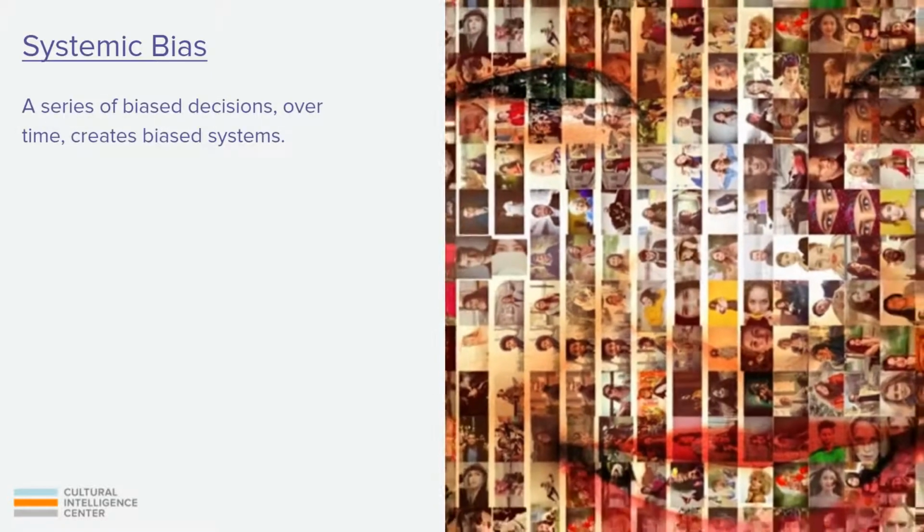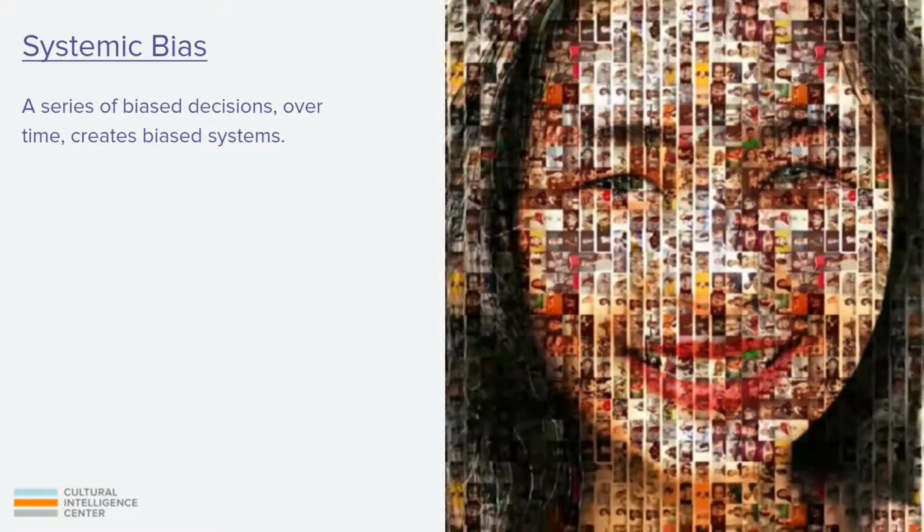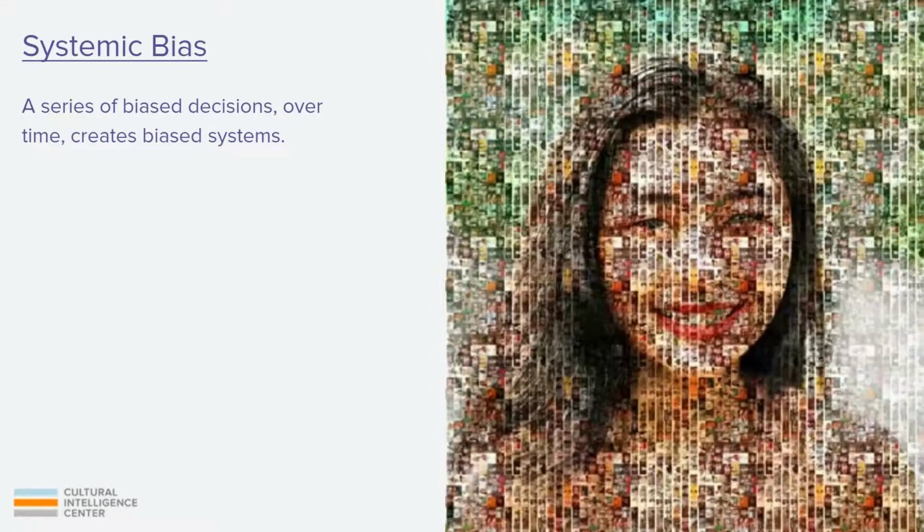Bias is rarely limited to what happens between two individuals. It occurs within a larger context. The repeated occurrences of bias often result in societal and organizational structures and systems that have bias built into them. A series of biased decisions over time creates biased systems.